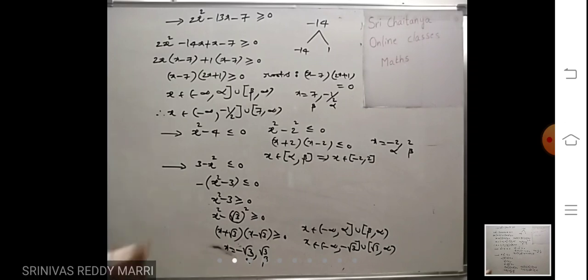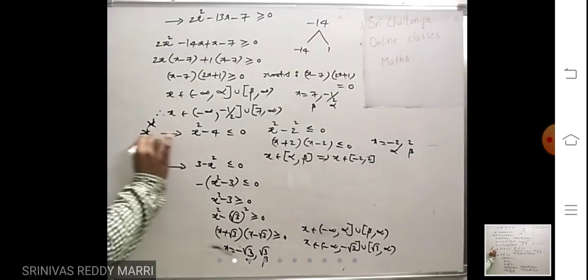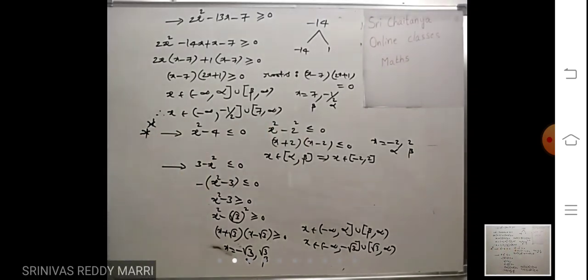Look at some people, this problem will do like this. Look at what is the mistake we will identify if you are doing like that, so that we can avoid mistakes. Look at this, there is x square minus 4 less than or equal to 0.